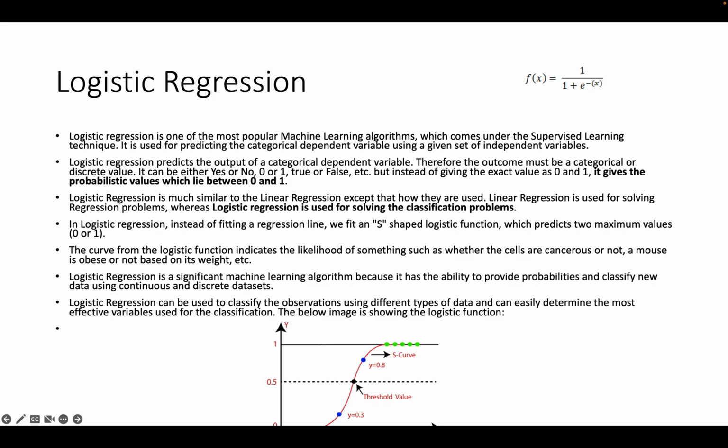It might not always give 0 or 1. Okay, it might give something between 0 and 1. The probability of something happening is not completely 100% or 0%. Okay.